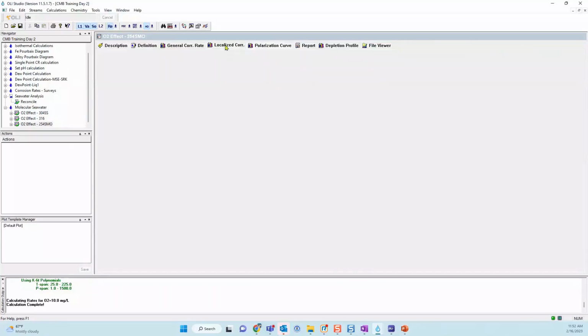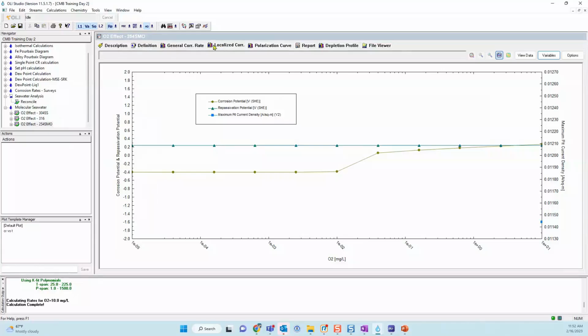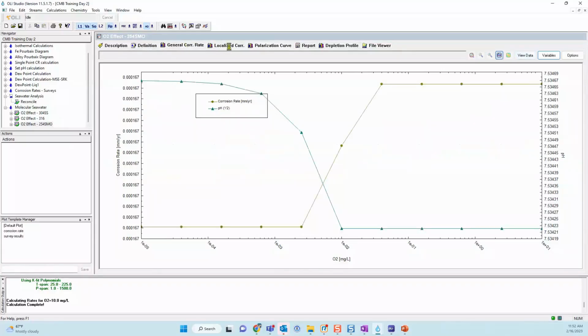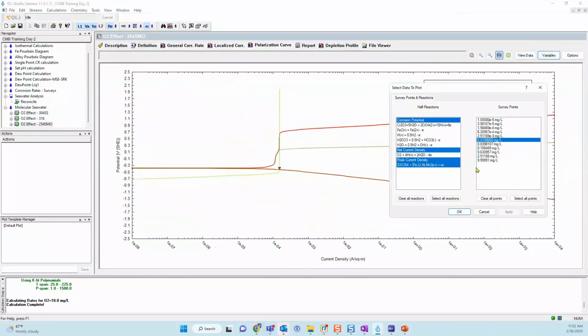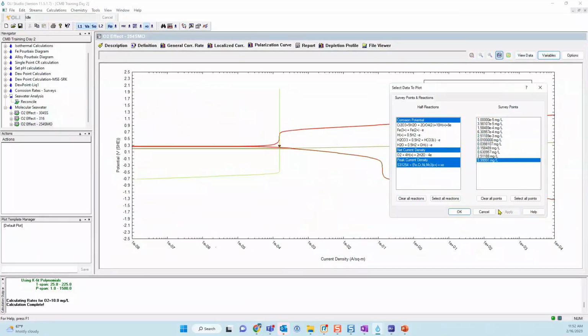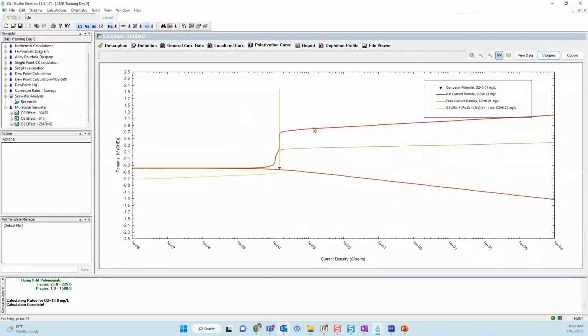Did we have localized for 10? I just need a better example. This one. Let's start with this one.